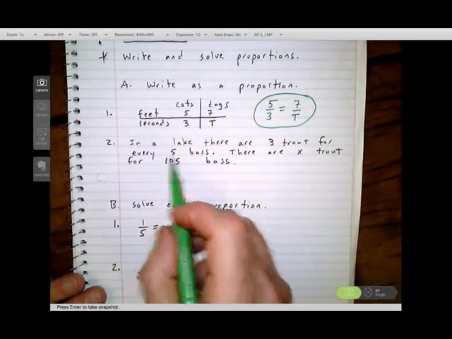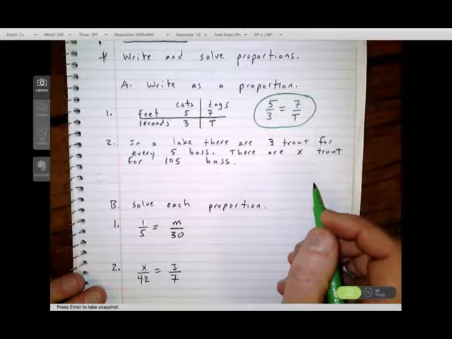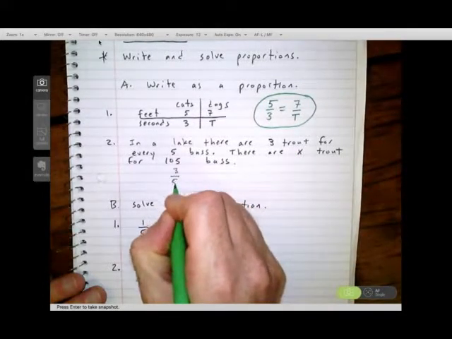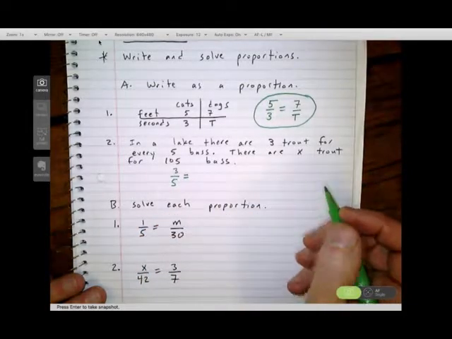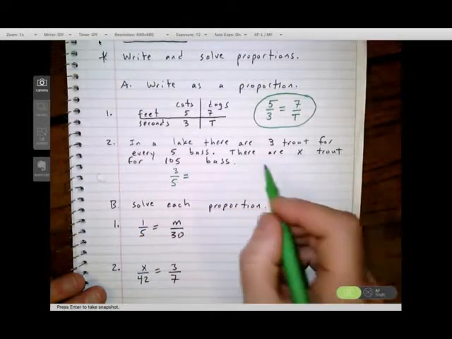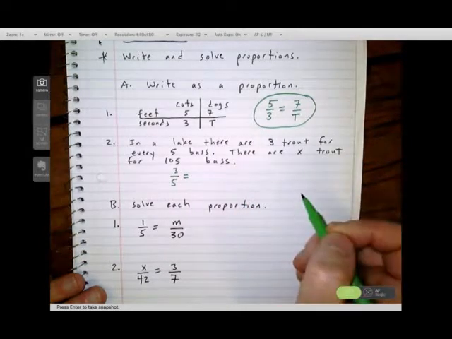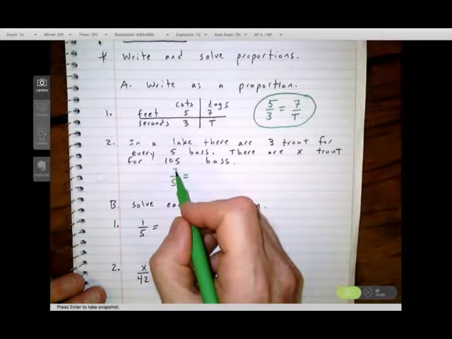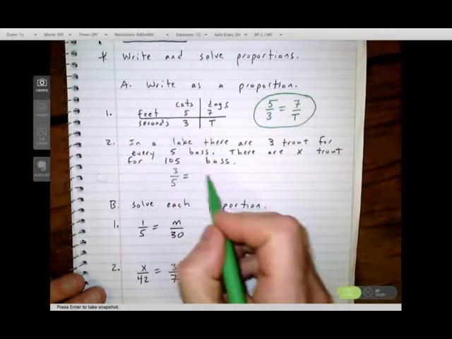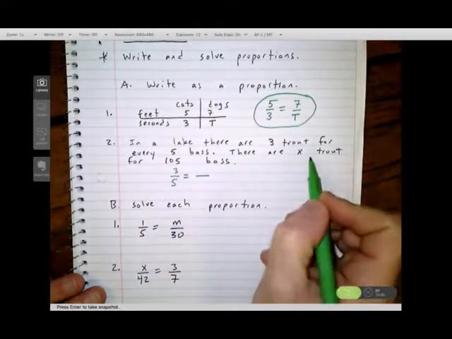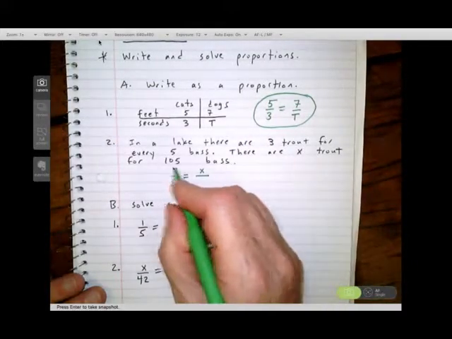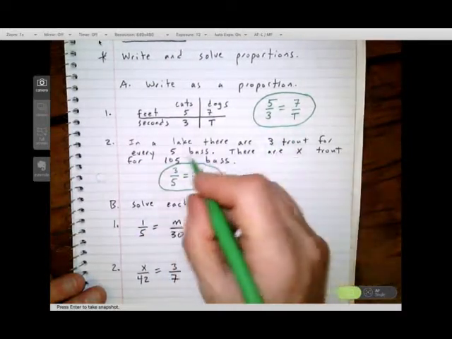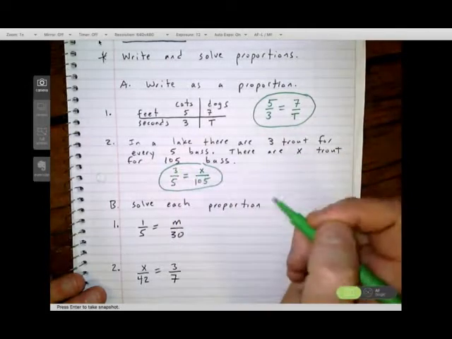Okay, so here's another one. In a lake, there are 3 trout for every 5 bass. From right there, I can see I get one ratio, which is 3 is to 5, equals, okay, they're a proportion. They tell us that, so we'll put an equals there. And then it says there are x trout for every 105 bass. So you have to be a little careful here. Trout is in the numerator, trout is on top of the fraction, so trout has to be on top of the fraction here. That means I need x on top and bass, 105, on the bottom, and that's it. So 3 is to 5 as x is to 105.